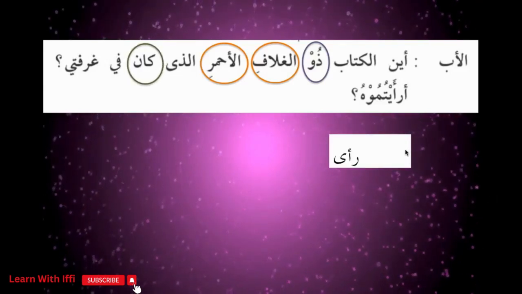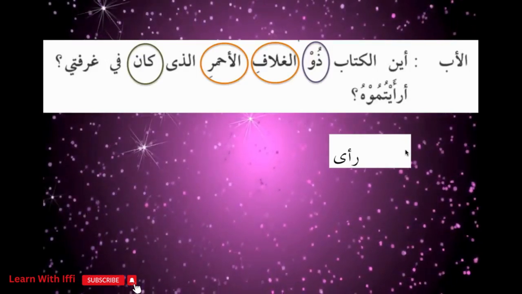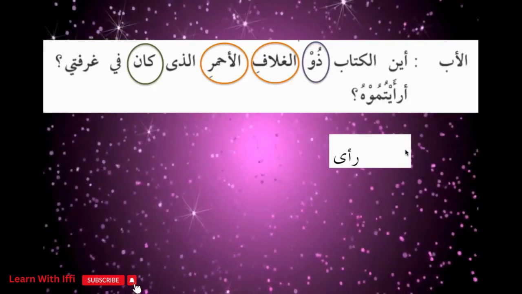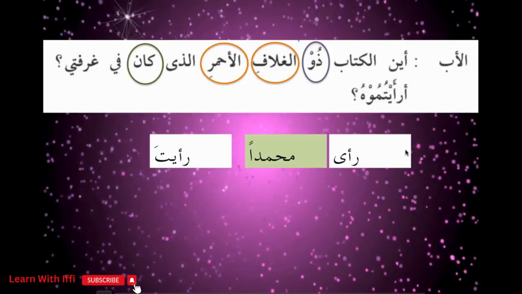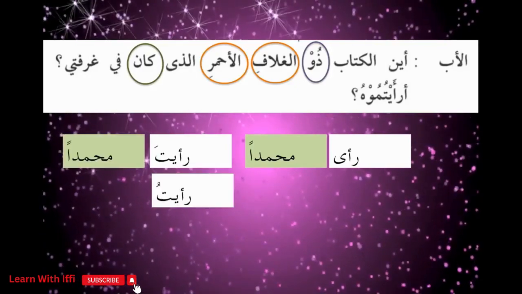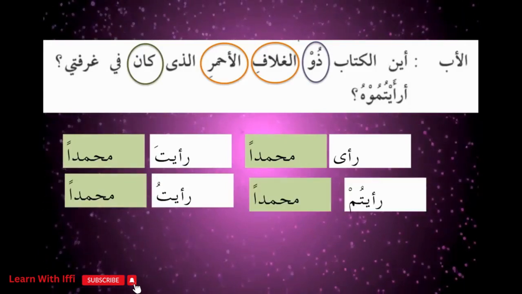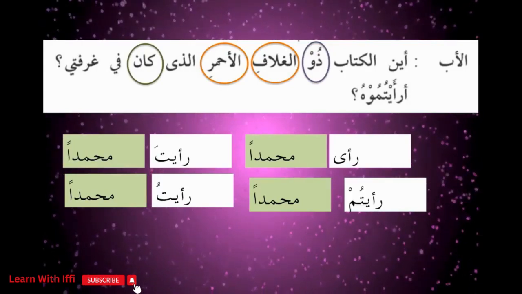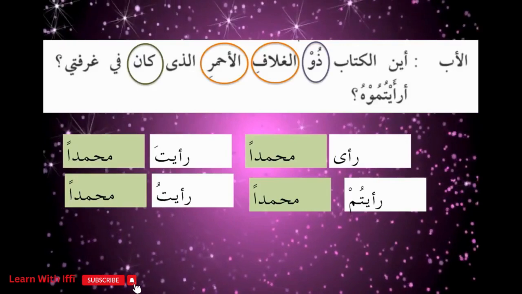So this verb is ra'a. This one means he saw. For example, we say he saw what? It means maf'ulun bihi. If you give Muhammadan, it's here maf'ulun bihi. So ra'ayta, you saw Muhammad. Ra'aytu, I saw Muhammad. Ra'aytum Muhammadan. So whenever we have ra'aytum and we have a proper noun, we write it normally.